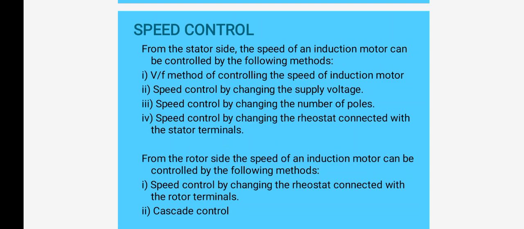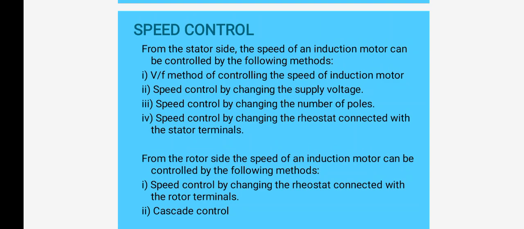Then what are the speed control methods? From the stator side, the speed of the induction motor can be controlled by the following methods. The V by F method for controlling the speed of the induction motor. Speed control by changing the supply voltage. Speed control by changing the number of poles. Speed control by changing the rheostat connected at the stator terminal. This is about the stator side.